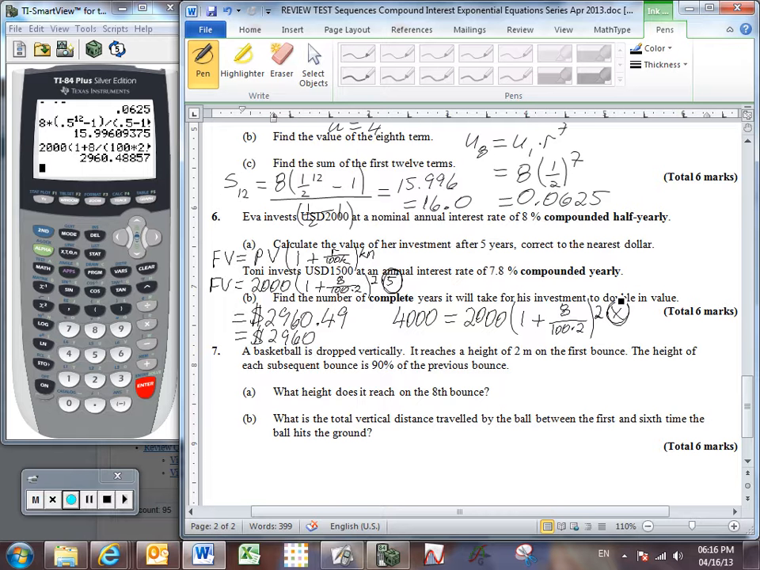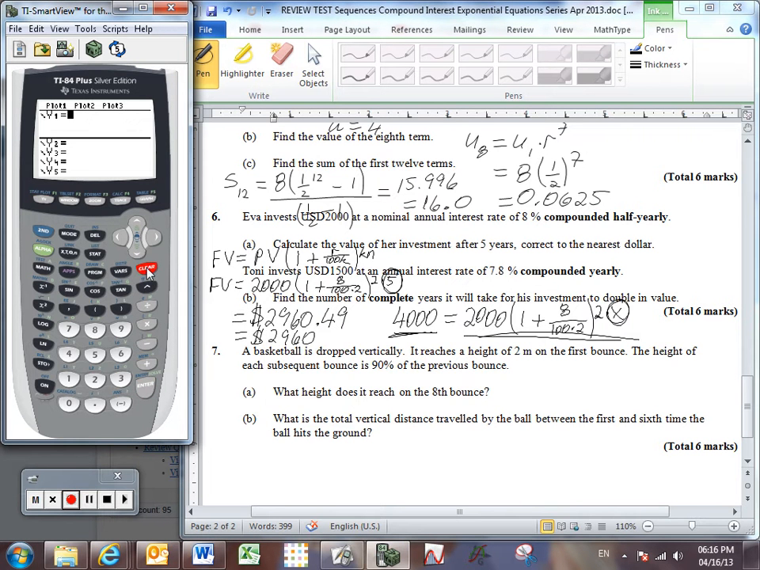Let's solve this with a calculator, so much easier. This is going to be y1, and all of this will be y2, and we'll find out where they're approximately equal. So here we go. y1 is equal to 4,000, the doubled value. y2 equals 2,000 times 1 plus, alright, 8 is being divided by this entire denominator of 100 times 2.